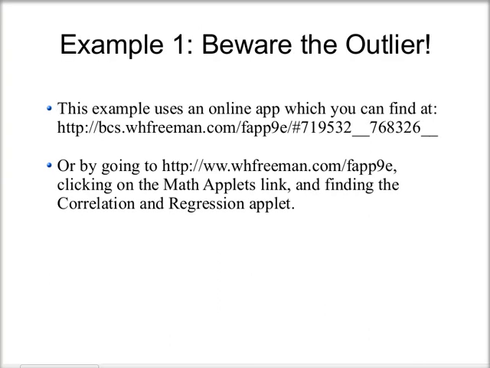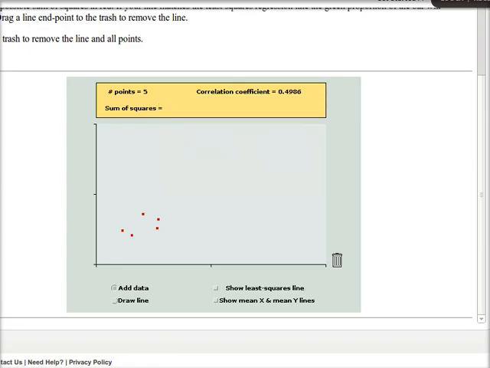So for my first example, I'm going to use this online app. I've got the website here. I'm just going to go over to that app. So here I've got 5 points clustered at the bottom left of my graph, and I have a correlation value for those 5 dots of 0.4986, so very close to 0.5.